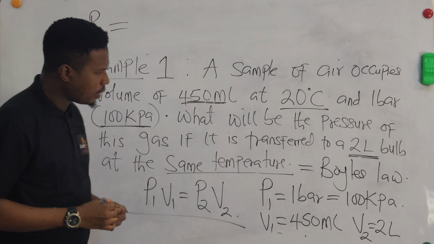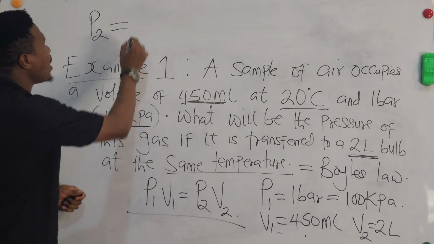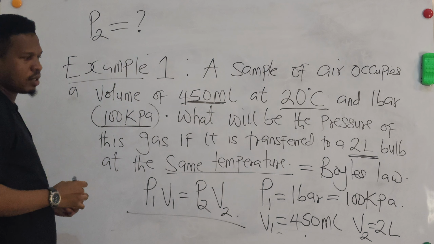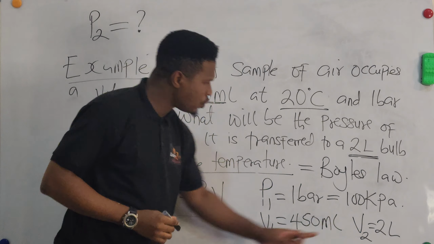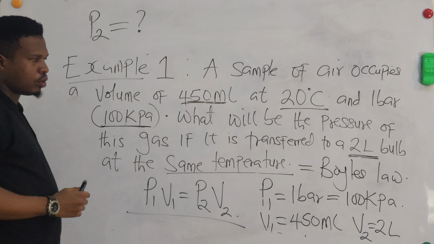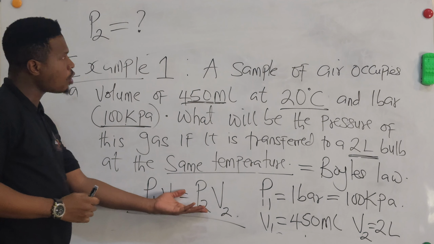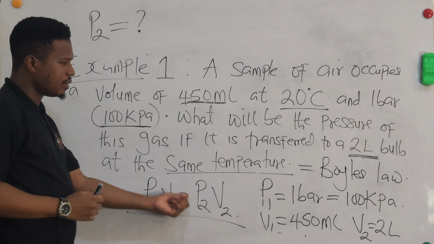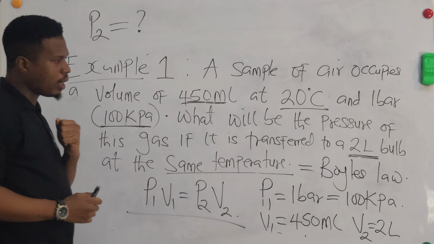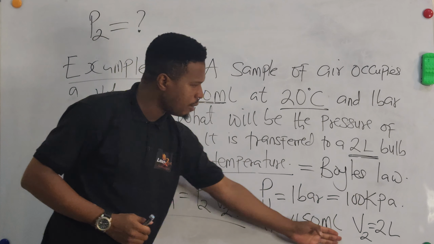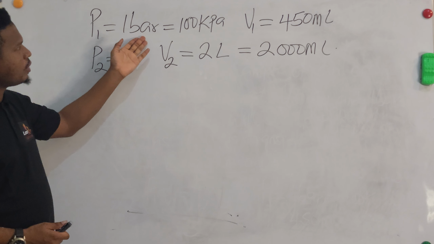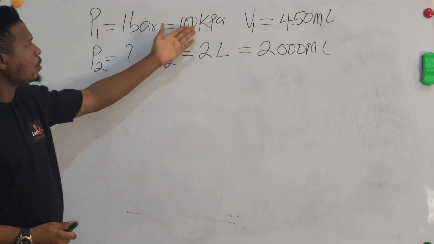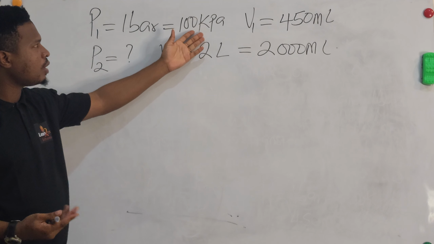Now we have all the parameters, P1, V1 and V2, and we are looking for P2. Recall what we are doing: P2 is what we are looking for. So we are going to make P2 subject of formula and then calculate P2, knowing fully well that we have everything in place. Recall that P1 is 1 bar. We can either use it in bar or in kilopascal to solve this question.